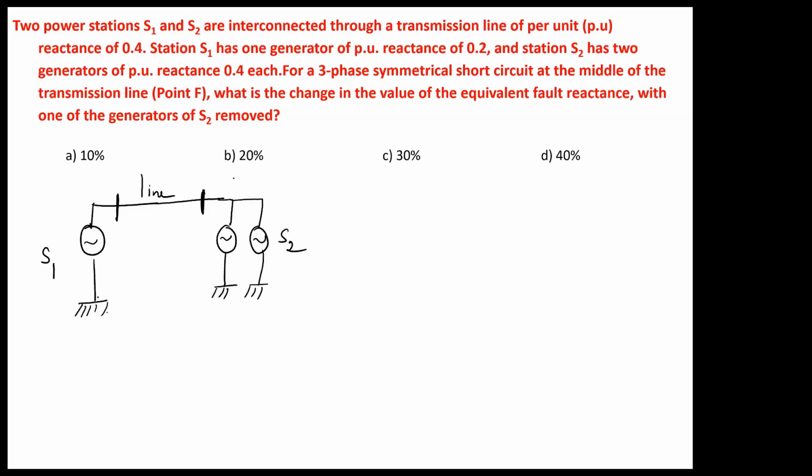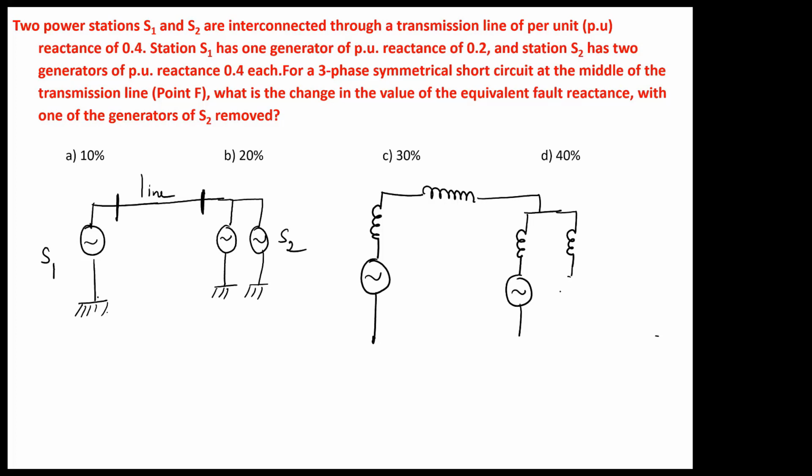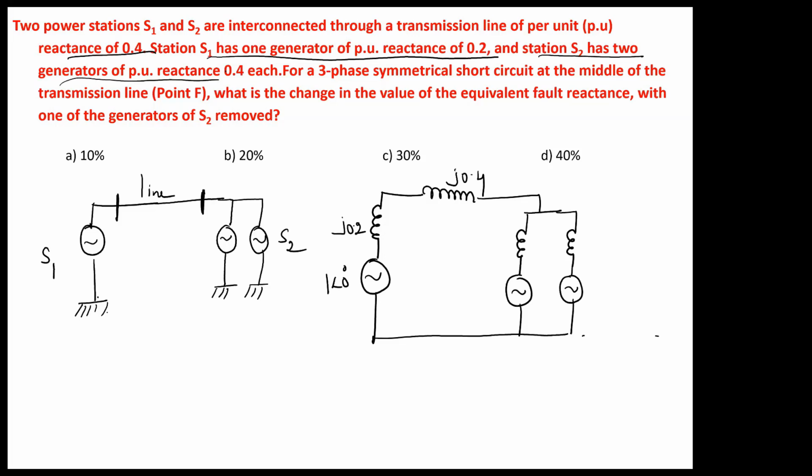Okay, so if you draw the per unit impedance diagram, it is very simple. This is one generator, this is a transmission line, and this is station 2, which has two generators. Generator 1 has a reactance of j0.2, the line has a reactance of j0.4, and station 2 has two generators with reactances of j0.4 and j0.4.